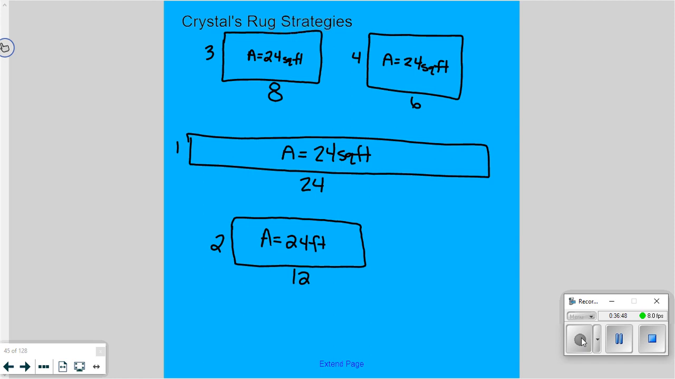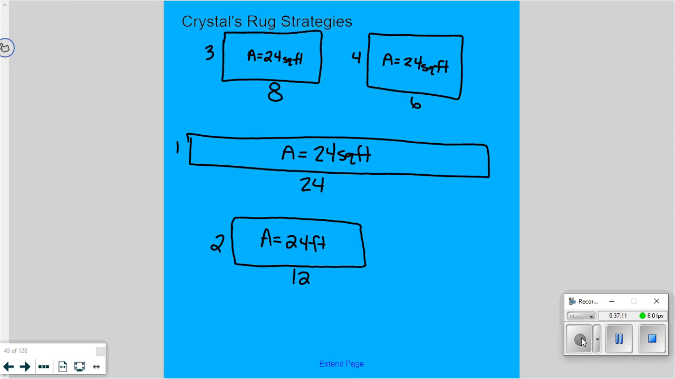What rug do you think Crystal should pick? John, what do you think? I feel like definitely not 1 group of 24 because that's way too big, right? I feel like it's just groups of 4. You think 6 groups of 4? Yeah. The 6 by 4? Who else thinks the 6 by 4 rug?